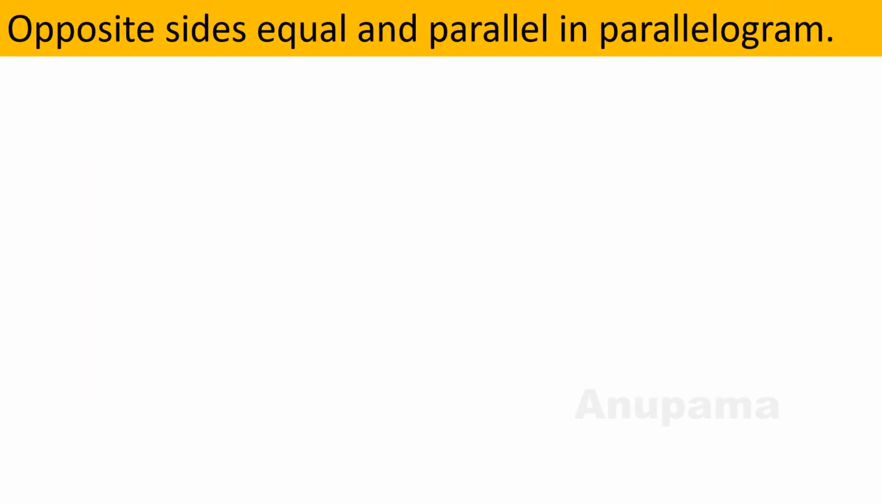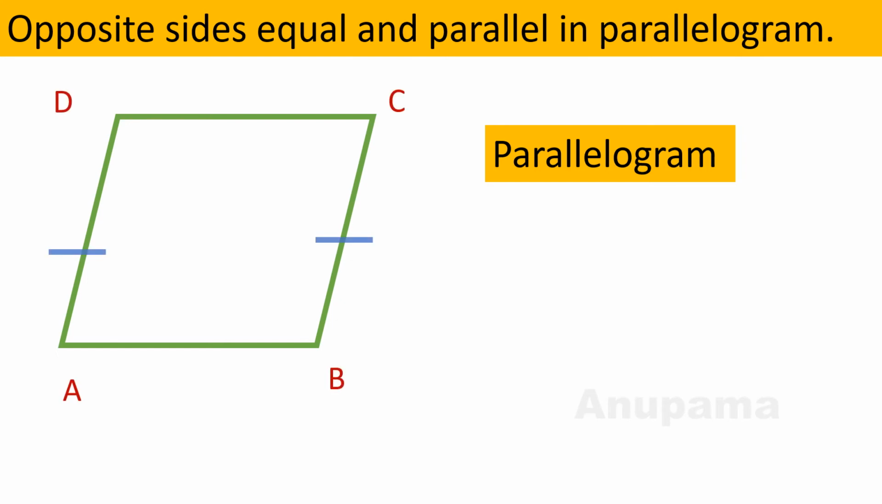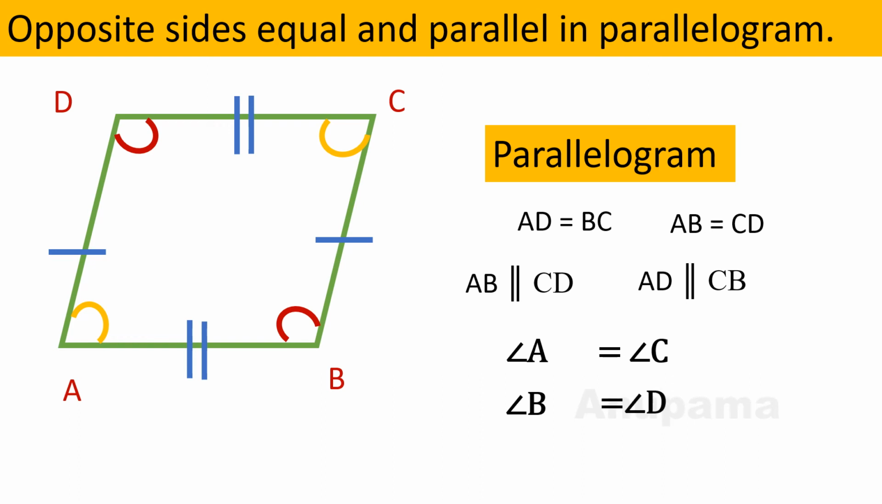Another kind of quadrilateral is this. It is a parallelogram. Opposite sides are equal in a parallelogram as well as parallel. Just see here, in this parallelogram ABCD, we can find that opposite sides are equal. It means AD equals BC as well as AB equals CD and they are parallel to each other also. It means AB is parallel to CD and AD is parallel to CB. Here angle A equals angle C and angle B equals angle D also.